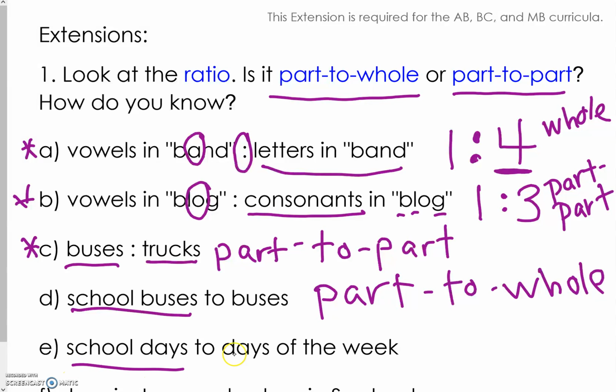School days to days of the week. Days of the week is the total number. This ratio is a part to a whole. Now try page 116 in your Jump Math book before moving on to the next lesson.